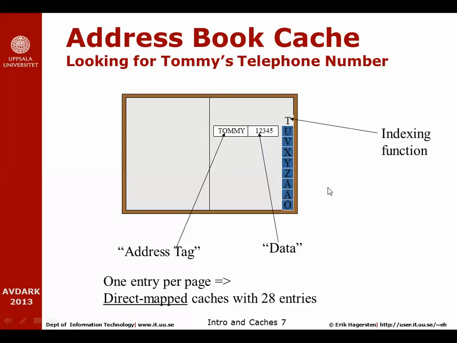So in this example here, I assume that you can only have one person's name on each page. So this is an address book where you can remember the telephone number of 28 people if you use the Swedish character set, because that's how many letters we have for the index function. So this is a direct map cache with 28 entries.